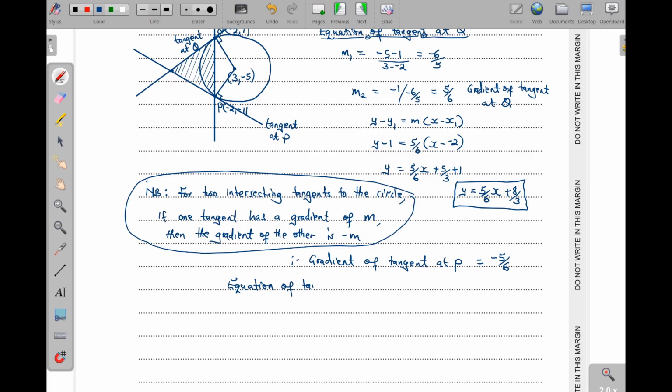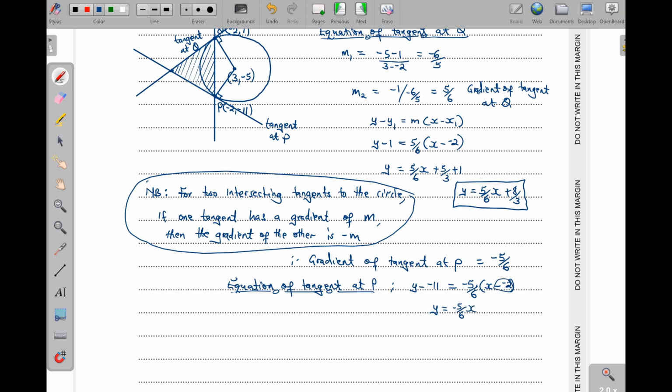Okay, now after doing this, we need to find the equation of the tangent at P. We have y minus y1. Our y1 is -11. Then is equal to m, which is -5/6, then into x minus x1, which is -2. So meaning y, first of all, this one is a plus. Then when it crosses, it is going to become a minus. So we have -5/6 of x.